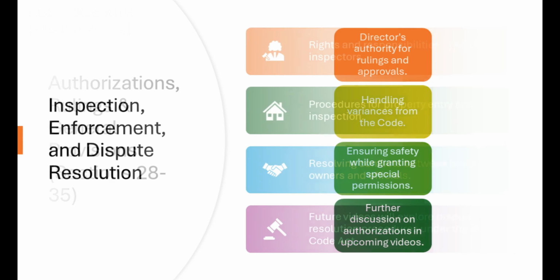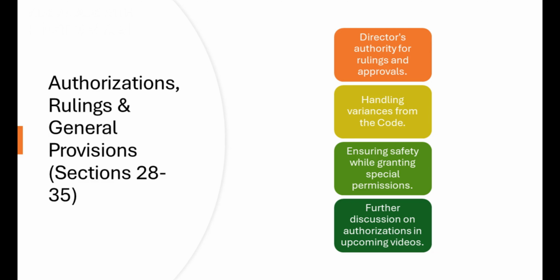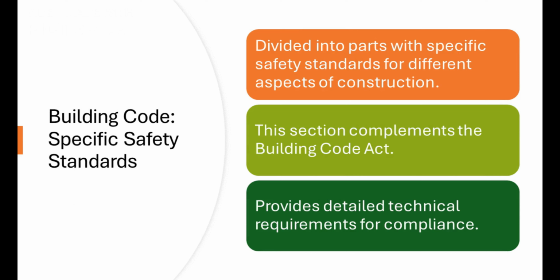The Authorizations and General Provisions section discusses the director's role in issuing rulings or approvals, especially in unique cases where a building may need a specific variance from the building code. This part is essential for understanding how exceptions are made under special circumstances and how these rulings allow for some flexibility while maintaining safety.